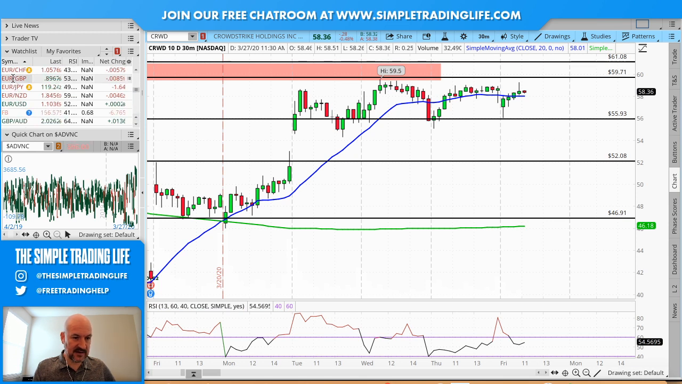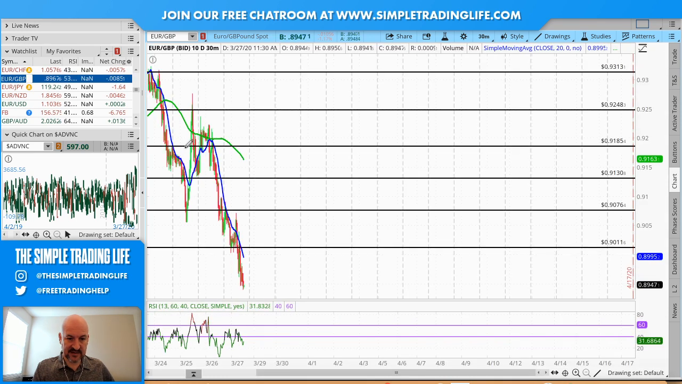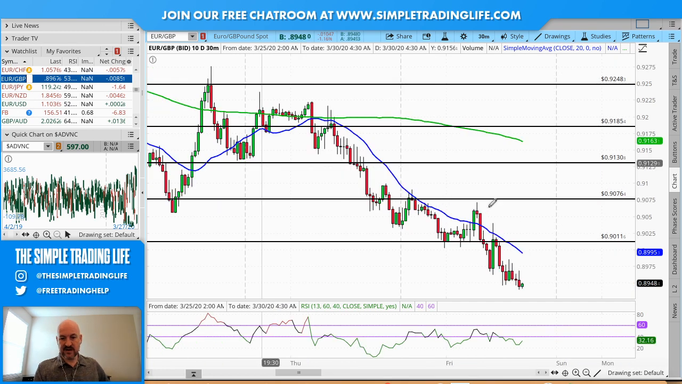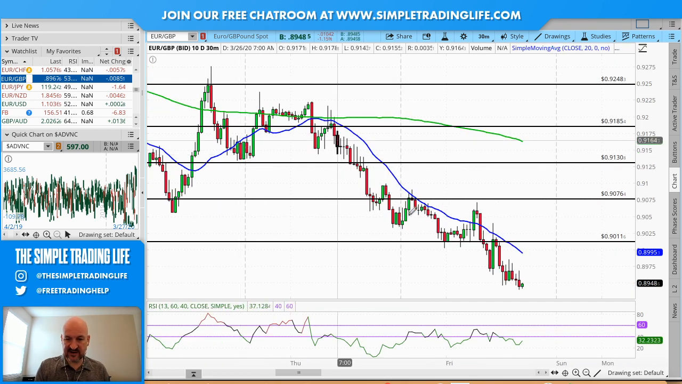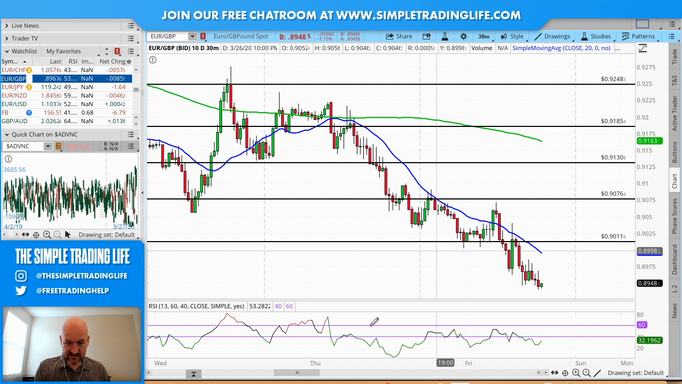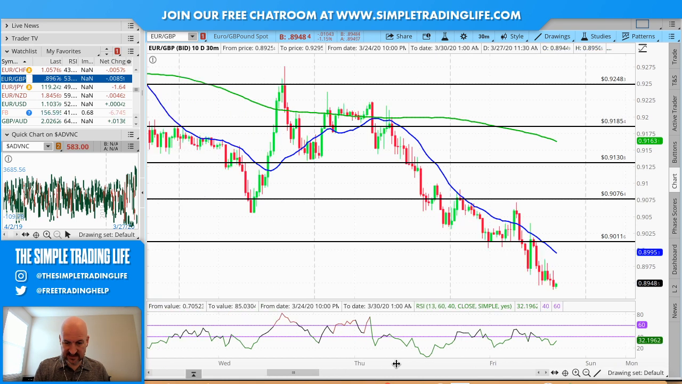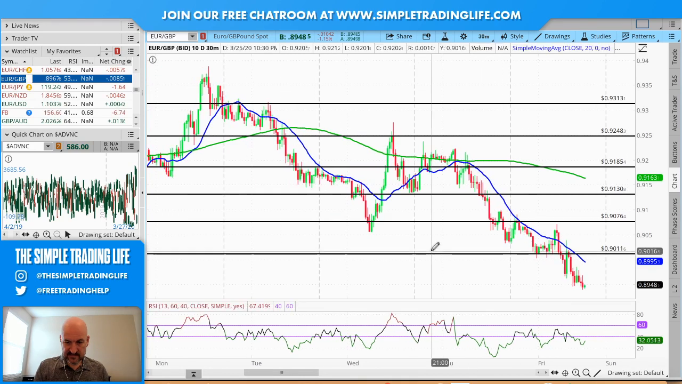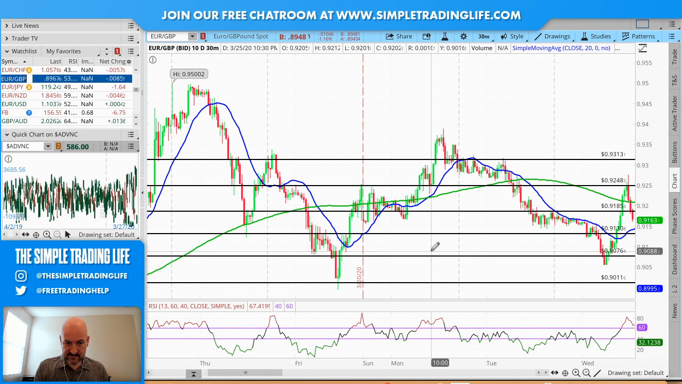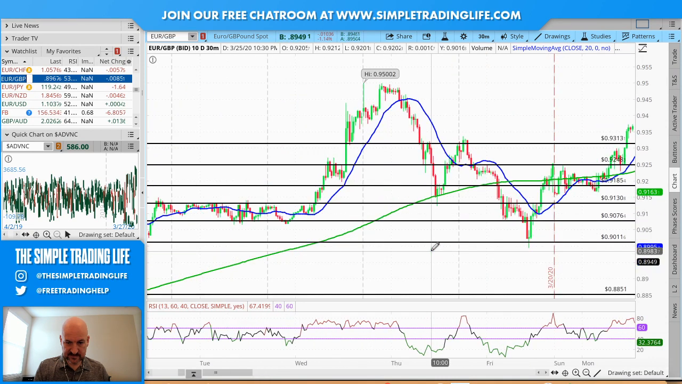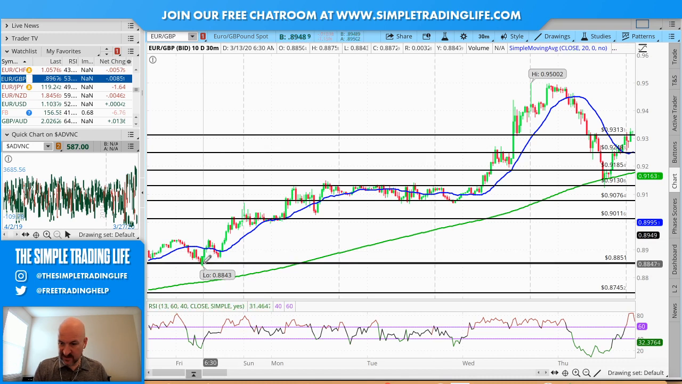Let's look at Euro GBP for our Forex friends. All right, so we can see Euro GBP is selling off. See this? Just working its way down. I'm just trying to look at a couple of things here. Let me squeeze it a little bit tighter. Okay, coming back. There's our low right there, and this is current price right here, black.